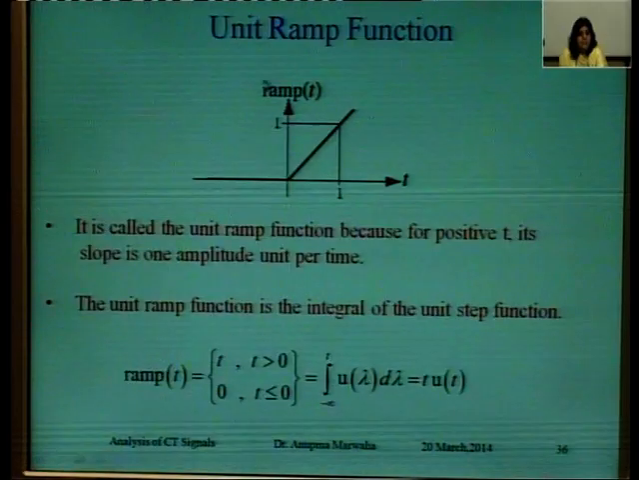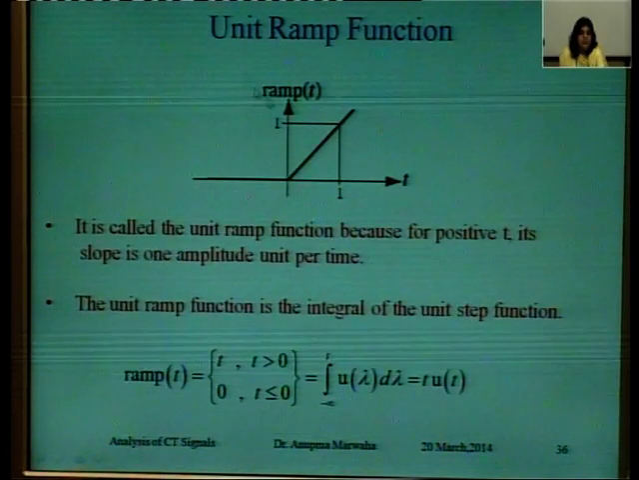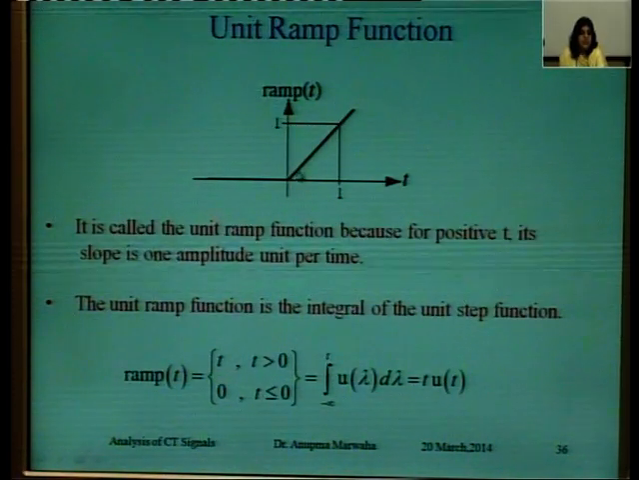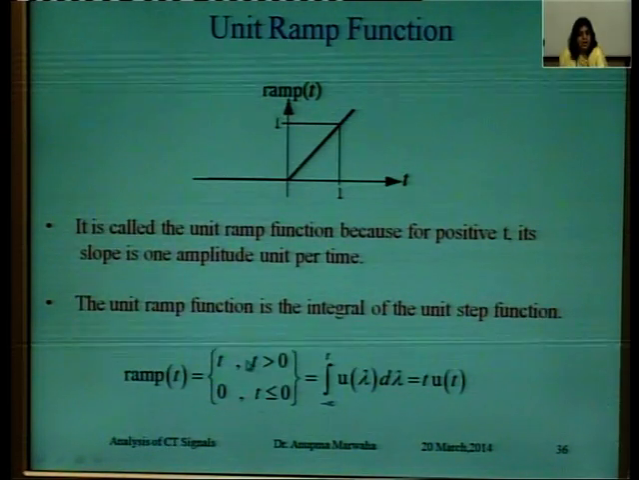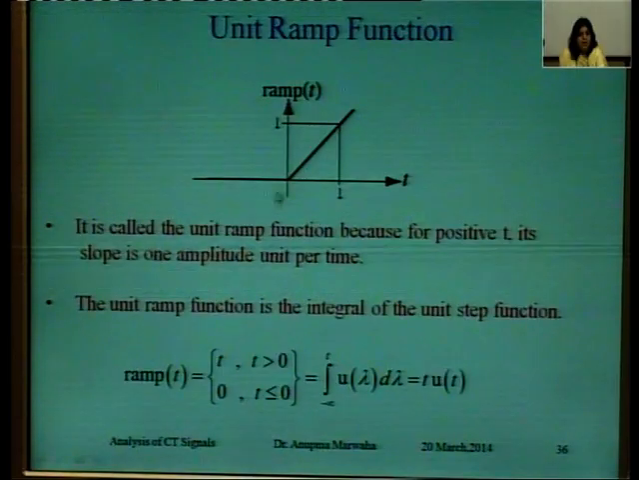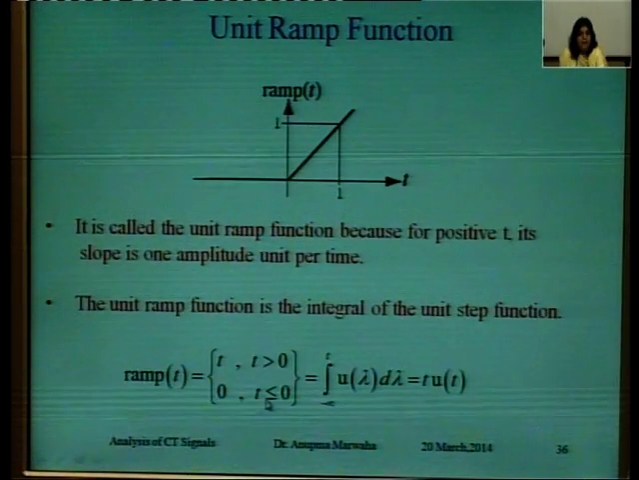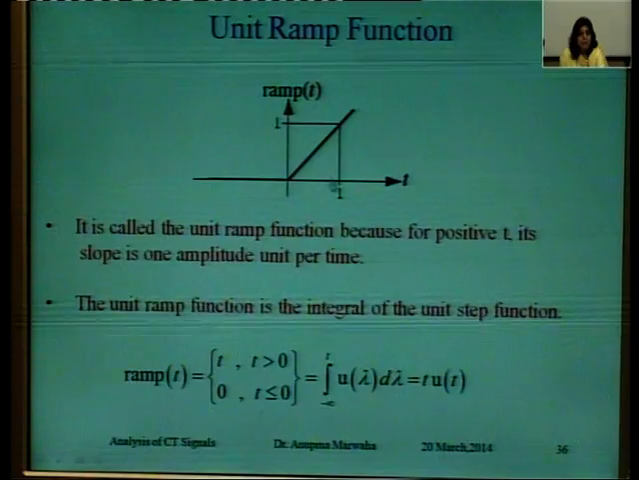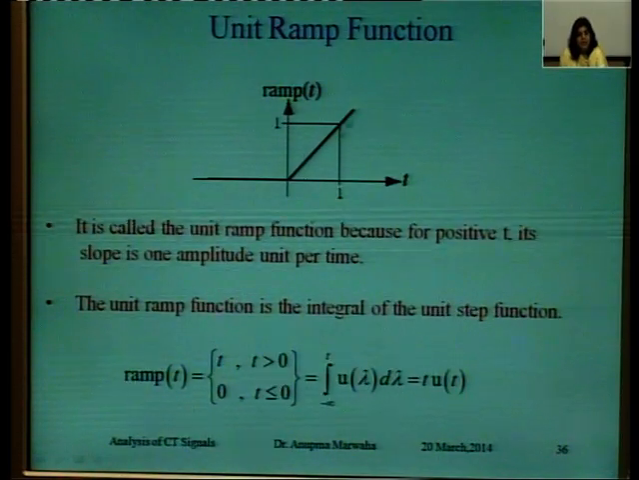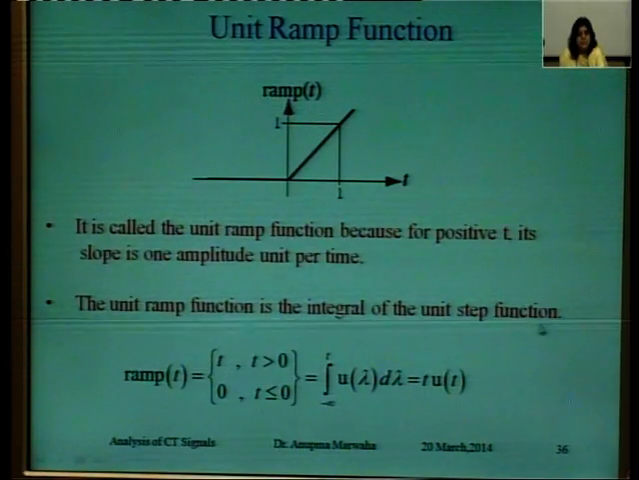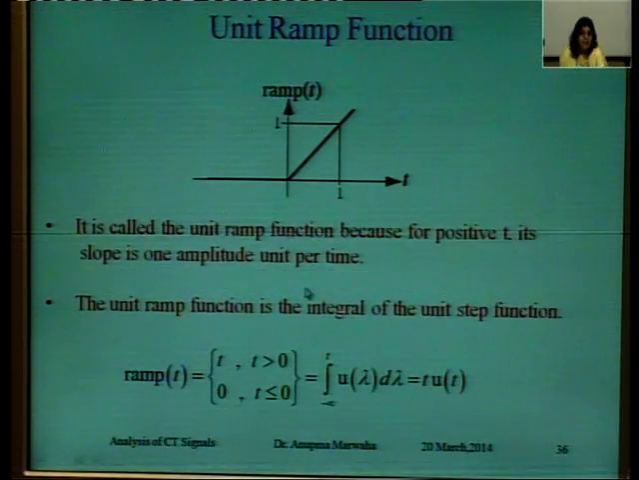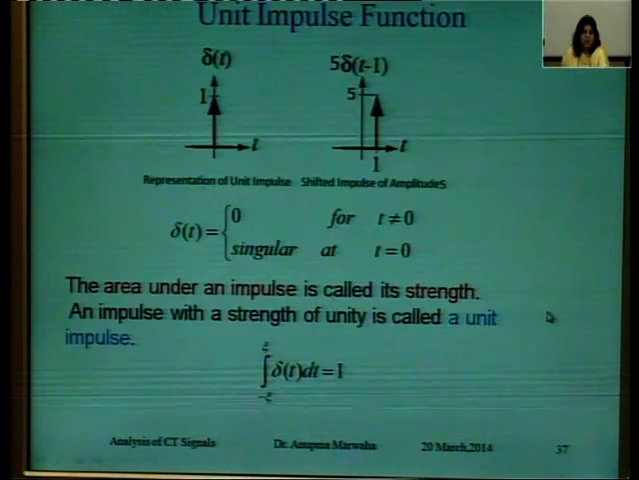The next function is the unit ramp function. The unit ramp function varies linearly with respect to time. So, ramp(t) is equal to t for the positive time domain and its value is 0 for the negative time domain. Why is it called unit ramp function? Because its slope is unity, and the unit ramp function is the integral of the unit step function. So, it can be represented in terms of the unit step function also.